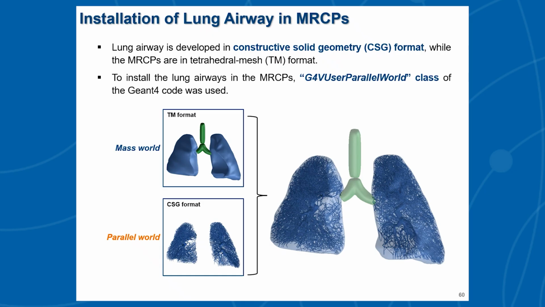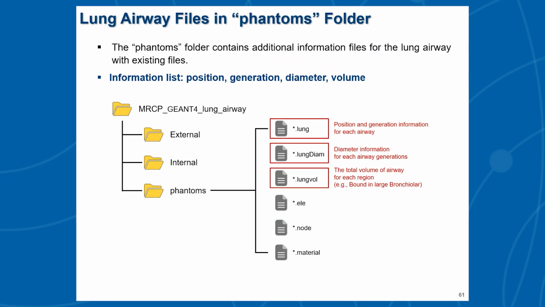Therefore, to install the lung airways in the MRCPs, the parallel geometry feature of the JANT4 code was utilized. The phantoms were implemented in the mesh world, while the airways were implemented in the parallel world. In particle transportation, the parallel world overlays the mesh world, which enables us to perform those calculations using two different types of geometry. In the phantoms folder, lung diameter and lung volume files additionally exist, which contain the airway information such as location, diameter, and their volume.